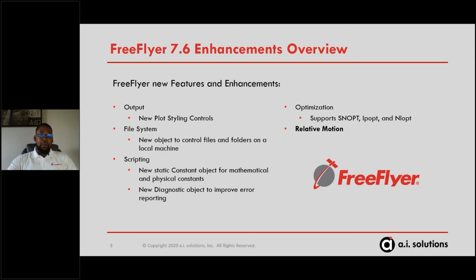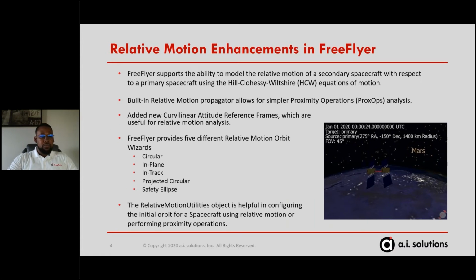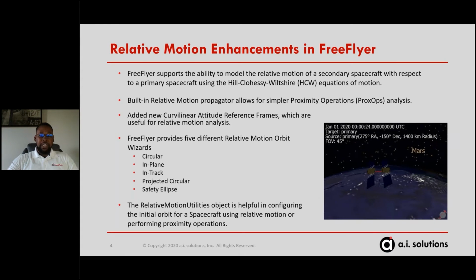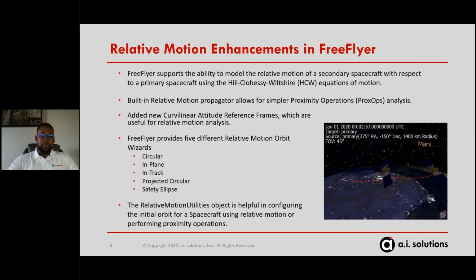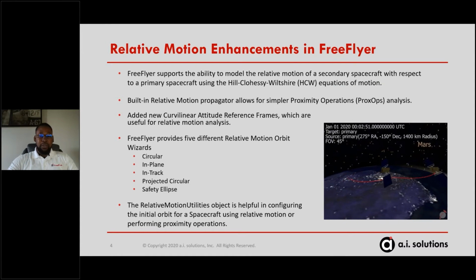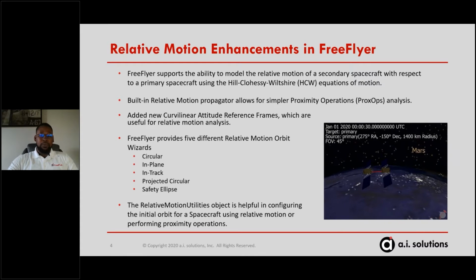But with all those enhancements, the big one we're here to talk about today is our relative motion enhancement and the power that we've added to FreeFlyer. So now FreeFlyer is going to support the ability to model relative motion of a secondary spacecraft with respect to a primary spacecraft using the Hill-Clohessy-Wiltshire equations of motion. These are our first order derivative equations of motion. They make it easier for us to provide built-in relative motion propagation, which really allows for simpler prox-ops analysis.